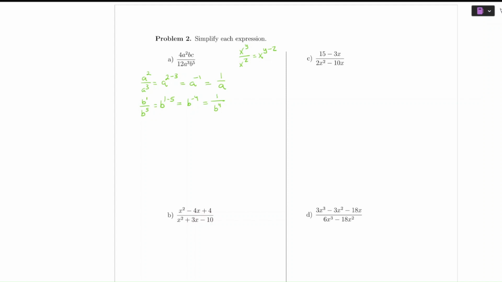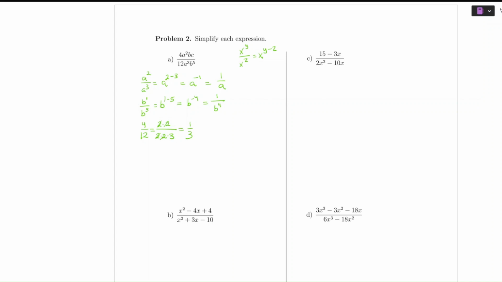All right, and then my c term, there's only one c. There's no c in the denominator or anything, so that will just stay. But then my 4/12s I want to figure out. So 4/12 is going to be, I have 2 times 2 here, and then 2 times 2 times 3 here. So I can cross out the 2's and get 1/3. Okay. So let's put this all together.